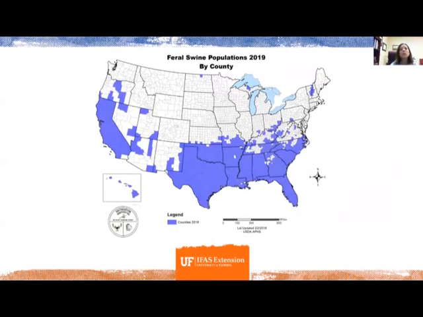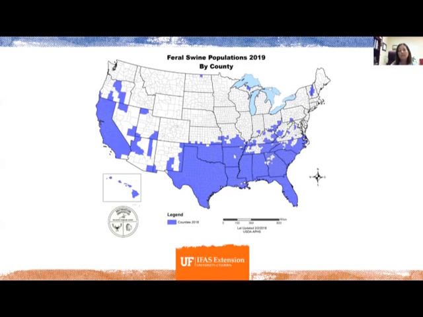So this is our feral swine population in 2019. You can see that there are 35 states in the United States that have wild hog populations. And you can see they really kind of like the warm states better than the colder states, but they can survive up there in those cold states. And those cold states that have feral hog populations, it's just because people have released them up there and they've developed a habitat there. Down here, our habitat is great for it.